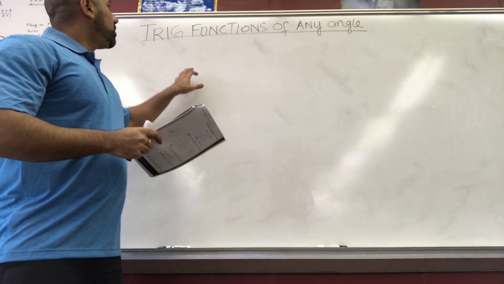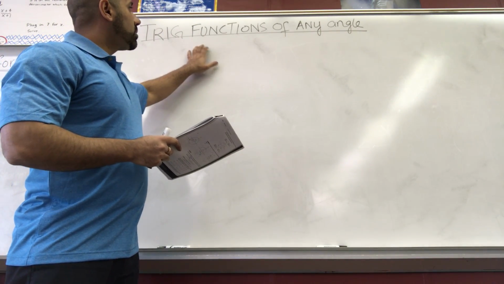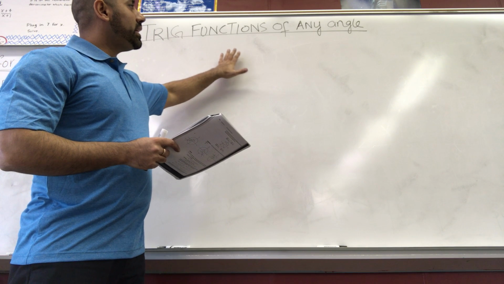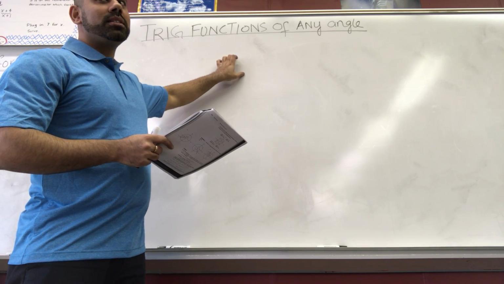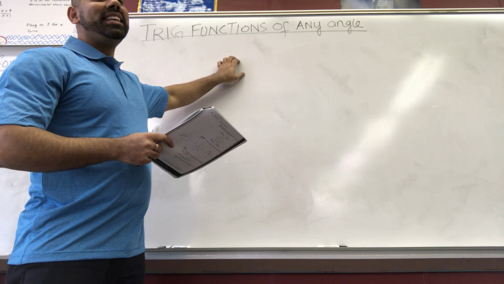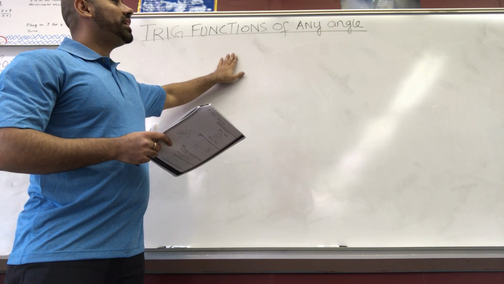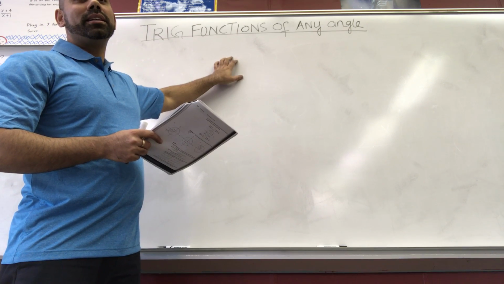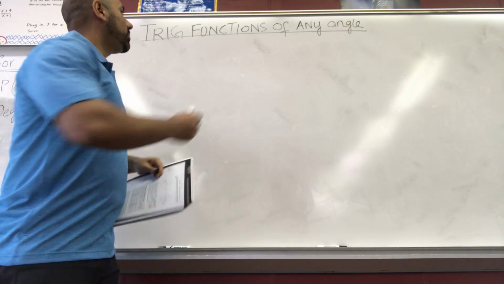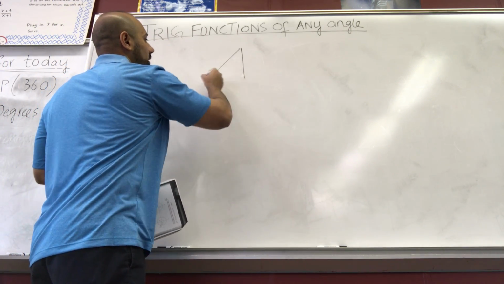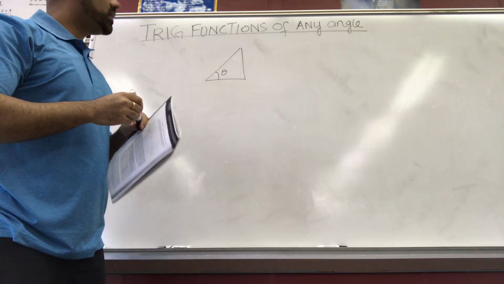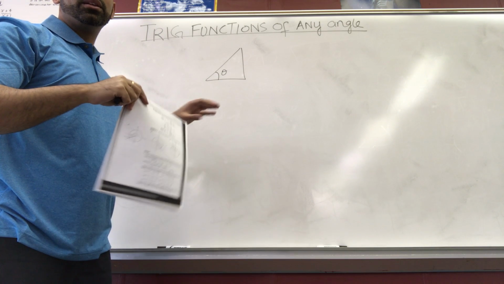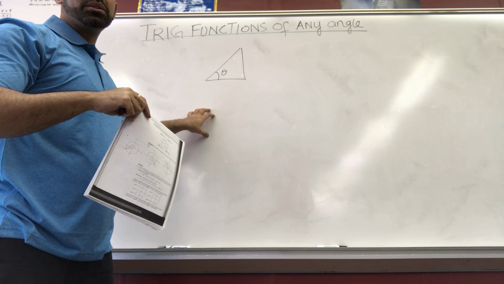Okay, today we want to talk about how to find the trig functions, or how to write the trig functions of any angle. So far we have only talked about finding the trig functions for acute angles, right? So if we have an acute angle triangle like this, we call that angle theta, and then based on that we figure out the sine, cosine, tangent, and the other three trig functions, right?